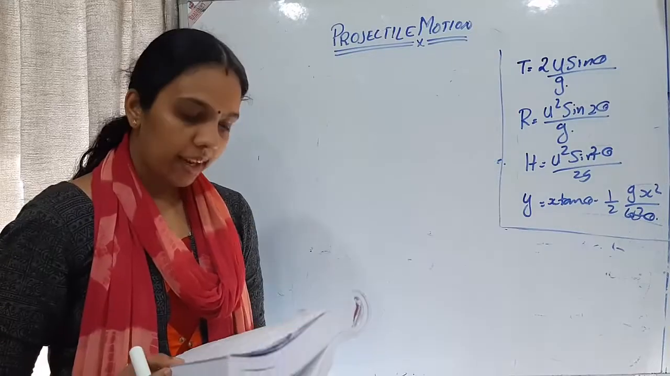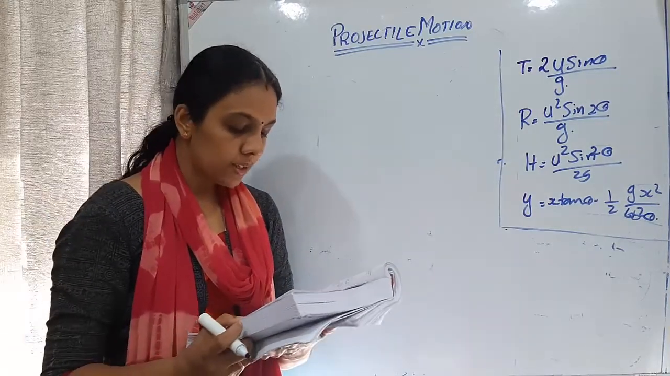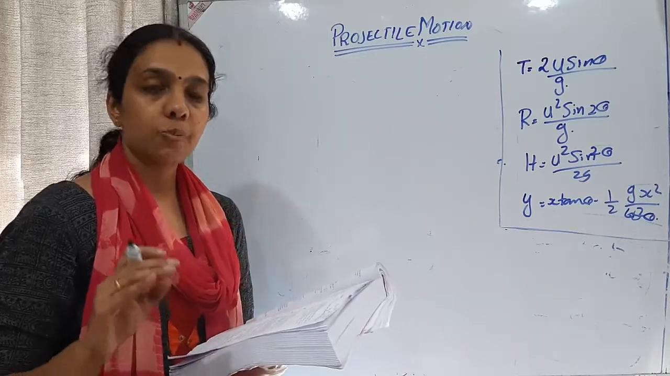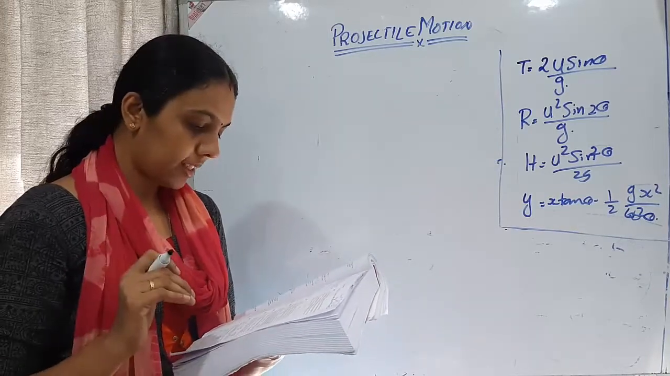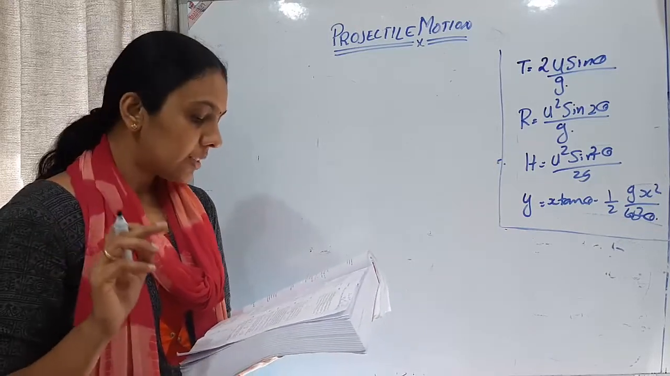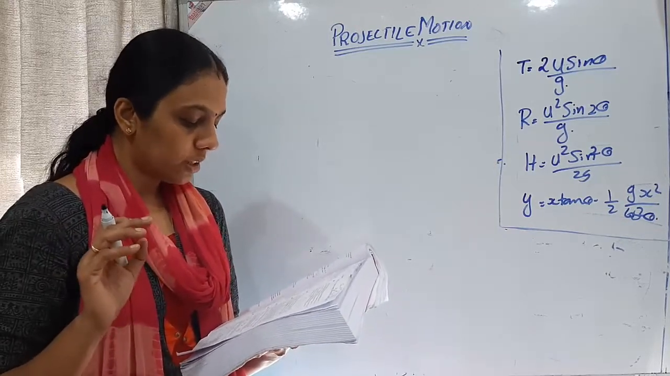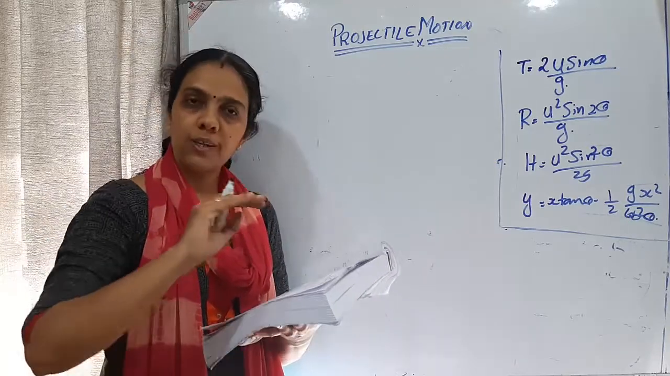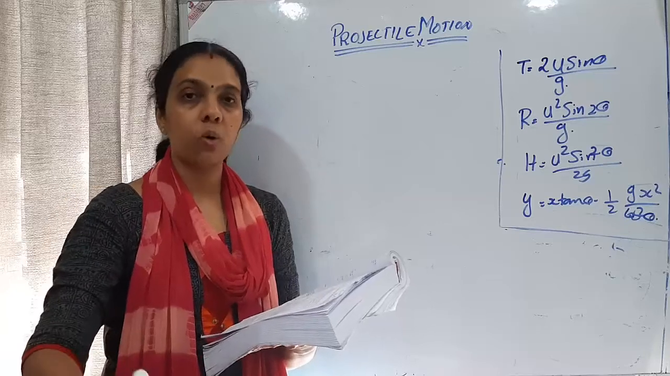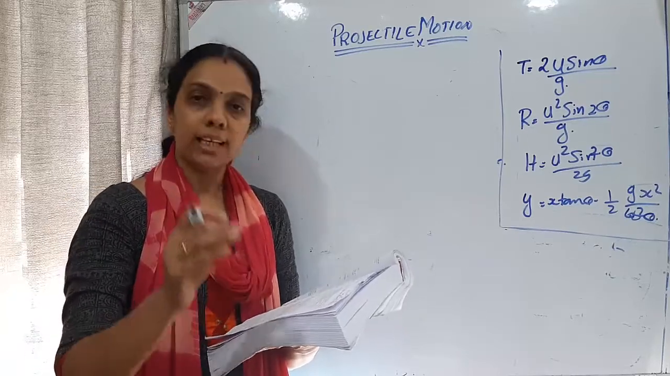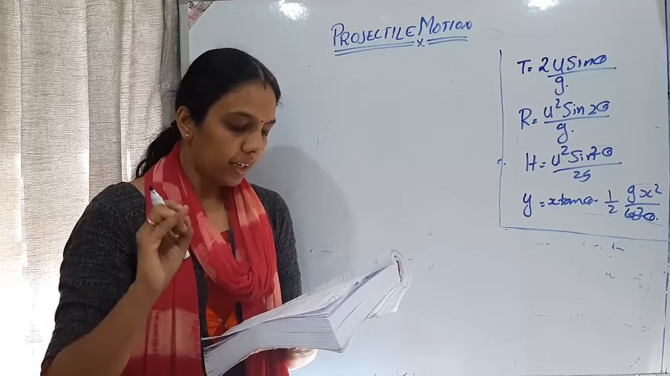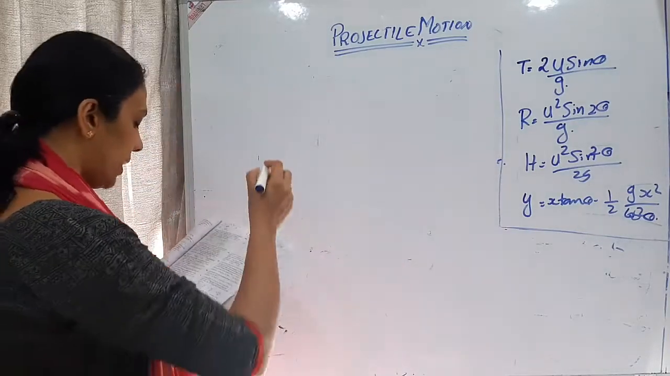Clear? Next question is, a ball is rolled off the edge of a horizontal table at a speed of 4 meter per second. It hits the ground after 0.4 second. Which statement given below is true? So a ball is rolling with a speed of 4 meter per second and it reaches the ground after the time of 0.4 seconds. The statements given are, it hits the ground at a horizontal distance.